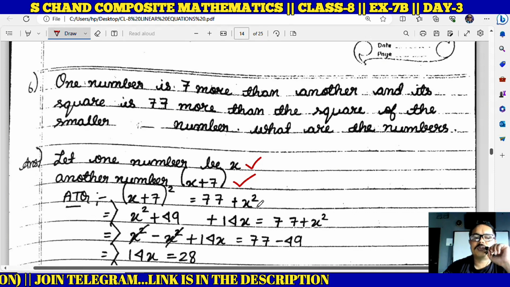So the square of the smaller number is x square, and since this number is 77 more, we have to add 77 to the square of the smaller one. So this is the equation, and now we have to solve this.